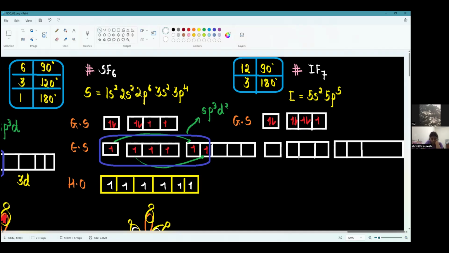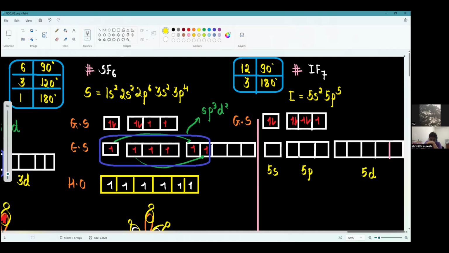So we'll write down the names of the subshells. This is like 5s. This is like 5p. Obviously, then there will be 5d orbital.